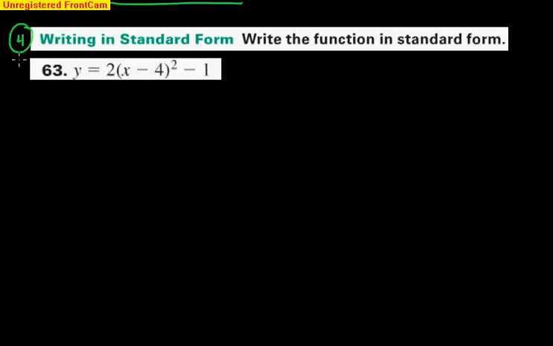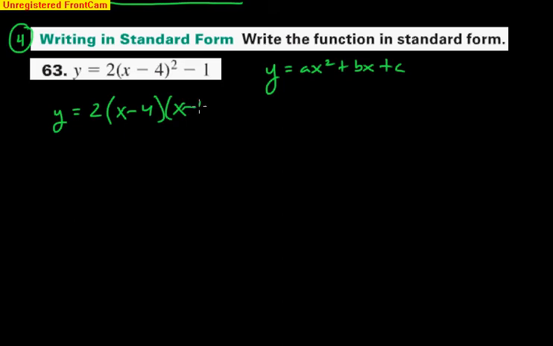Okay, here's the fourth problem. We're going to write this equation in standard form. So just to remind you, standard form, y equals ax squared plus bx plus c. There are no parentheses, so we must get rid of these parentheses. Now, this problem, x minus 4 squared, really needs to be written like this. 2 times x minus 4 times x minus 4 minus 1. So the x minus 4 squared is really just x minus 4 times x minus 4. And we're going to do that part first.